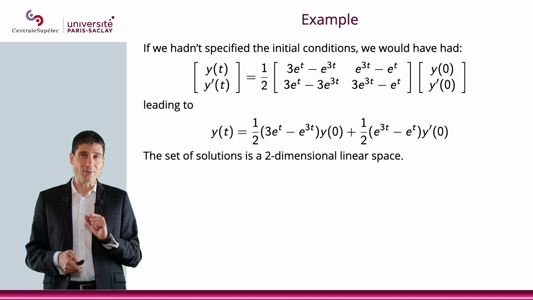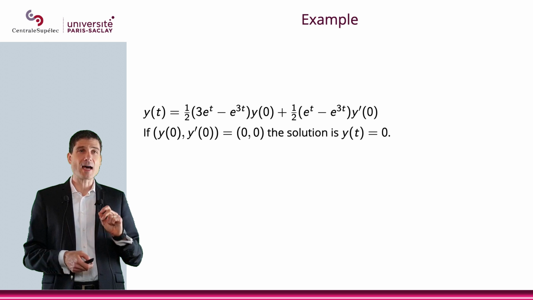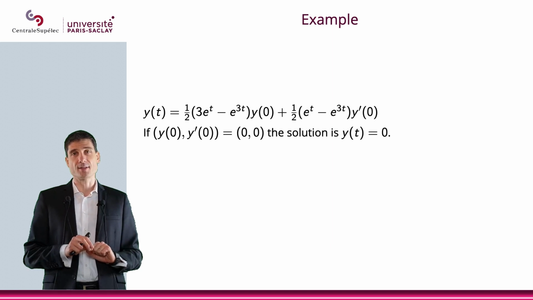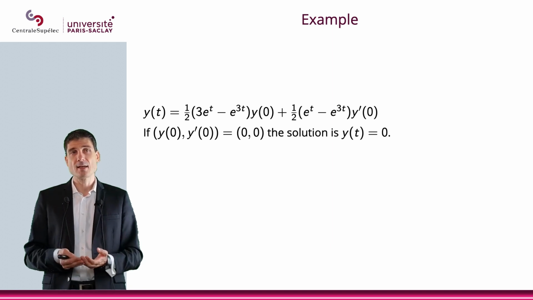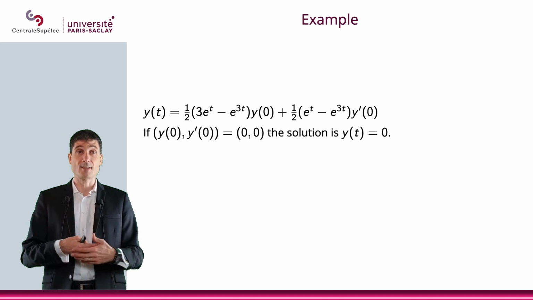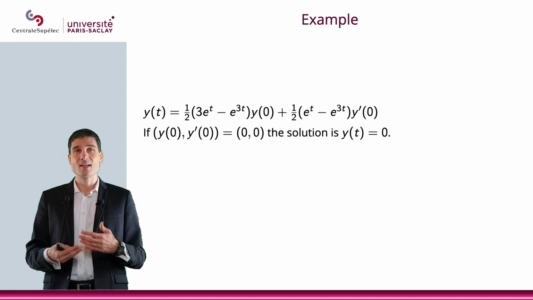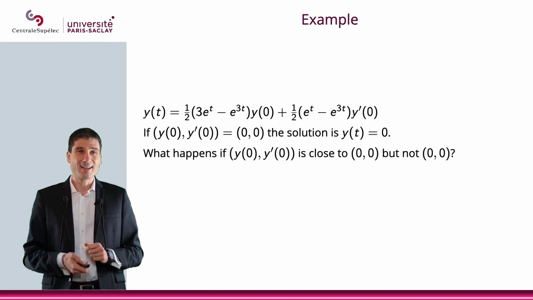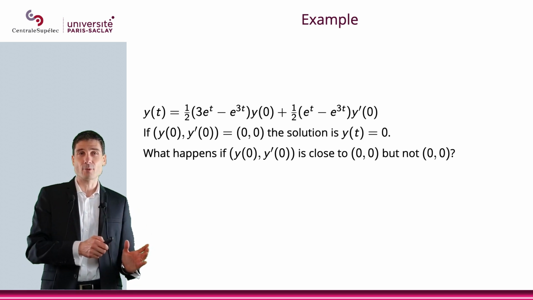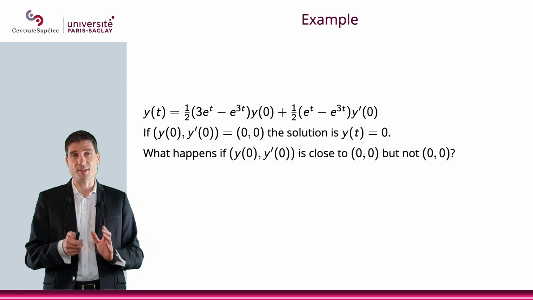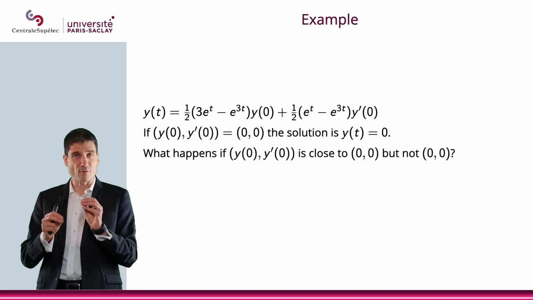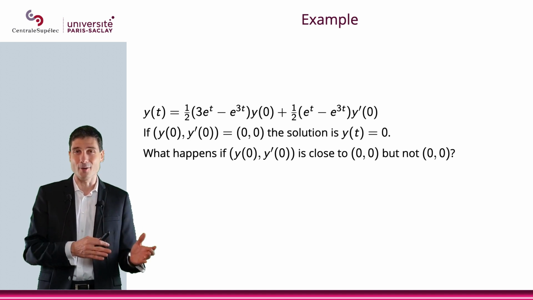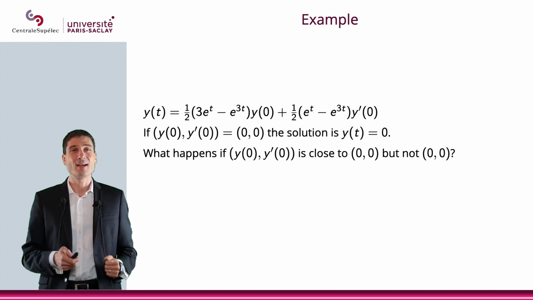Okay, now, let's say that I start with y of 0 equals 0 and y prime of 0 equals 0. Then obviously what I obtain is a stationary solution, y of t equals 0. But what would happen if, instead of having y of 0 equals 0 and y prime of 0 equals 0, they were not exactly 0, but very close to 0? This reminds us of a question we asked not so long ago, right? So let's ask this question again.